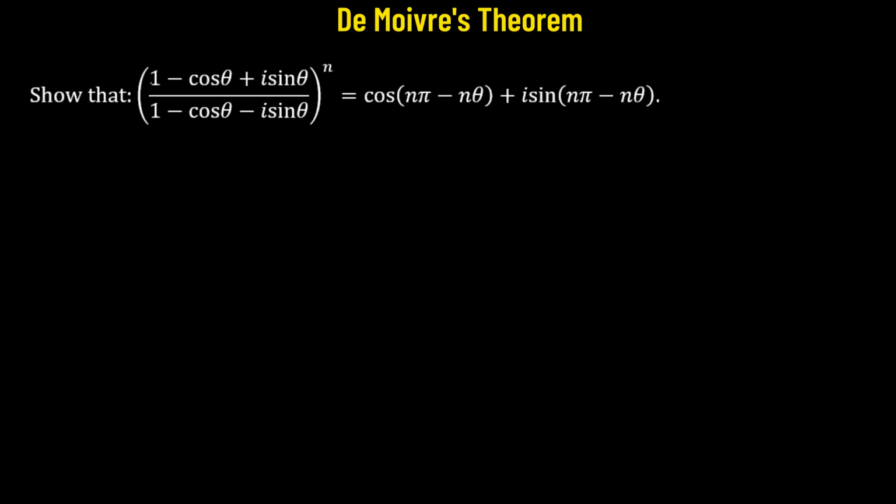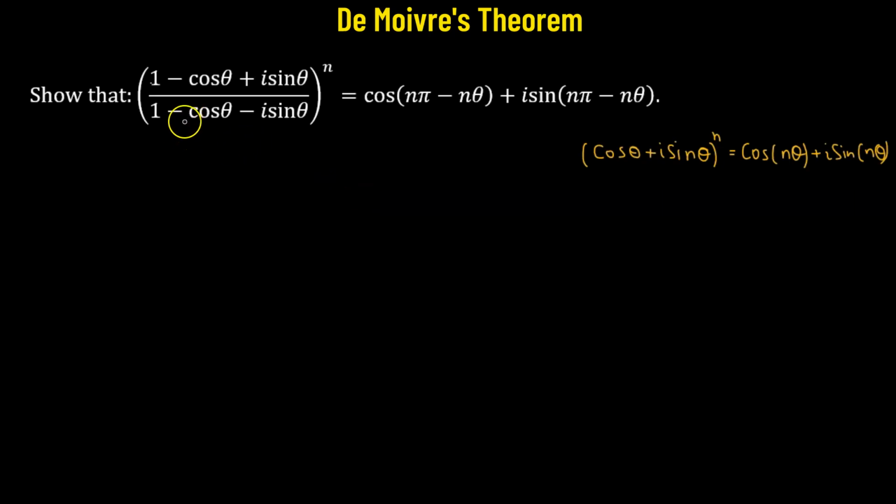We need to prove the following. We will be using De Moivre's theorem, which states that whenever we have (cosine theta plus iota times sine theta) whole raised to the power of n, that is given by cosine of n theta plus iota times sine of n theta. Now let's begin.